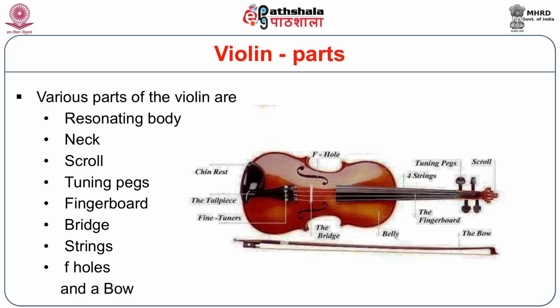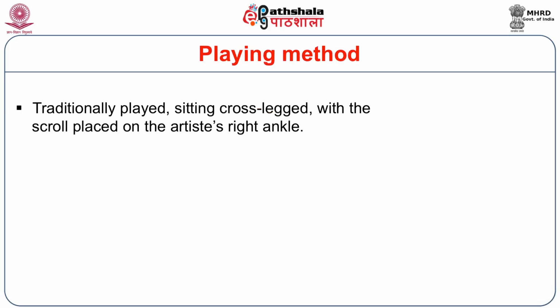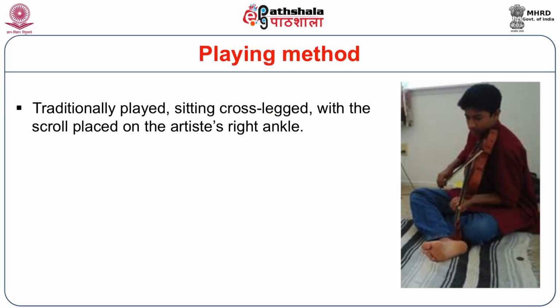There are four strings on which the bow is just brushed or rubbed. If you see this picture, the chin rest should be towards your chin, and the scroll and the bottom portion, which we see towards the right, should be placed near the legs. With the right hand, the bow has to be gently brushed on the strings. Traditionally in Carnatic music, one will sit cross-legged and the violin is placed on the artist's right ankle.